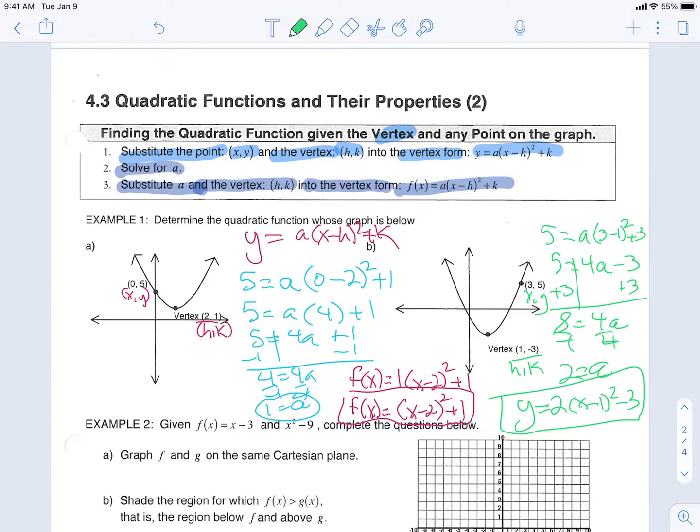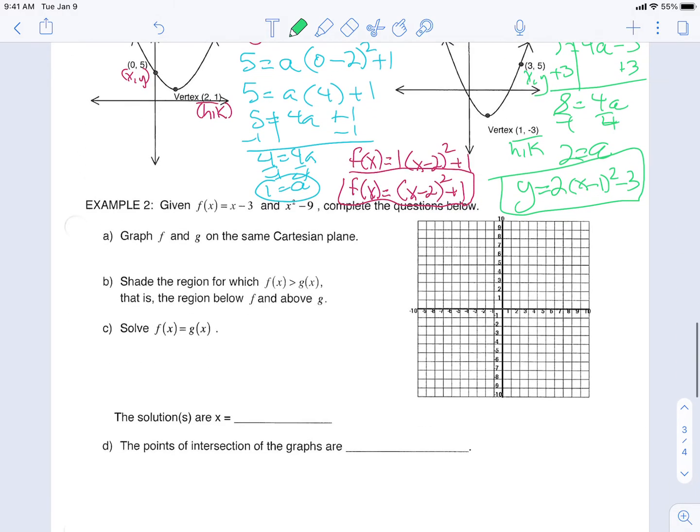Okay. All right, so this is kind of a cool problem, and they use some new vocabulary. So we're given two equations. f of x is equal to x minus 3 and x squared minus 9. That's g of x. Sorry, that didn't print. Complete the questions below. So graph f and g on the same Cartesian plane. The Cartesian plane is just the xy plane. That's the fancy name for it because Descartes discovered it.